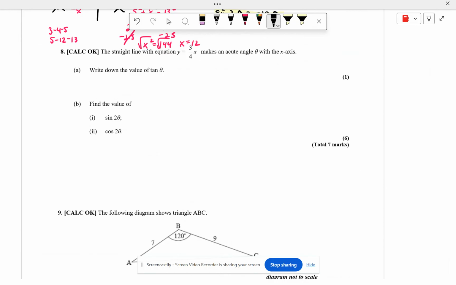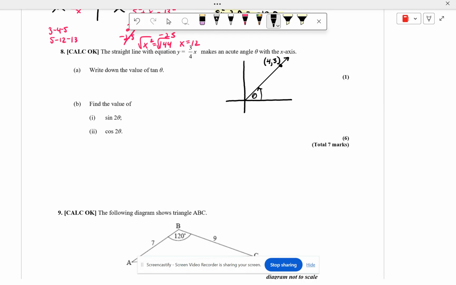So I have a straight line with an equation y equals 3 over 4x. I'm going to try to draw that, okay? 3 over 4x. So I'm going to go up 3 over 4. We'll go through the point. That's okay. There we go. So I went up 3 over 4. So that means this coordinate is 4, 3. Okay. And it makes an acute angle. So acute is going to be like this with the x-axis.